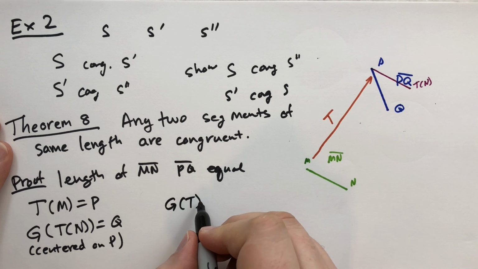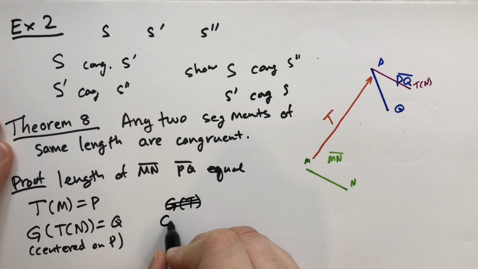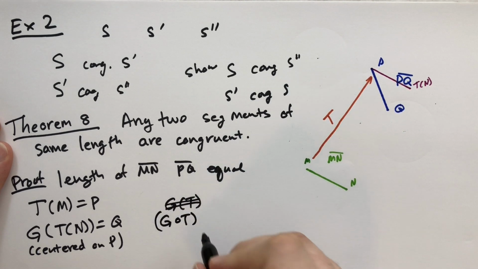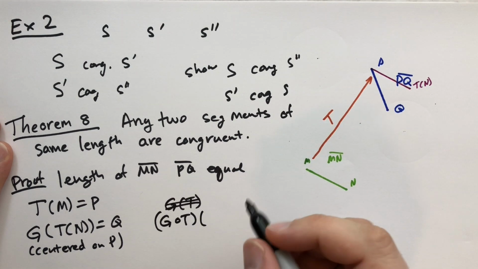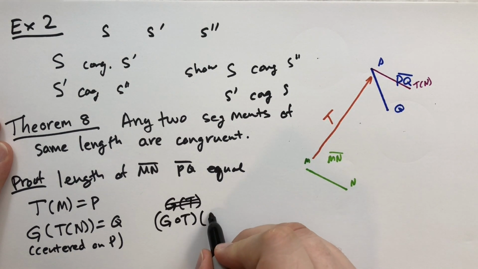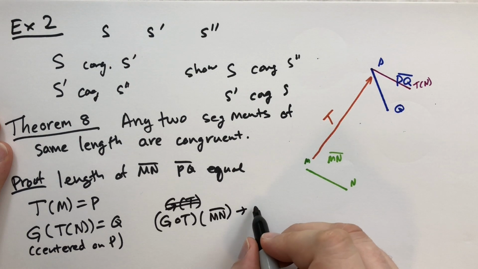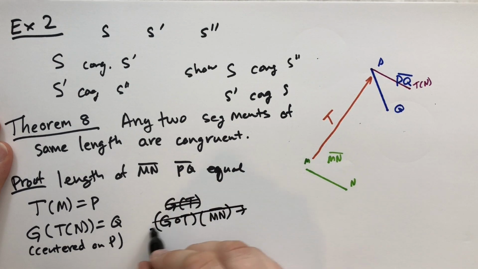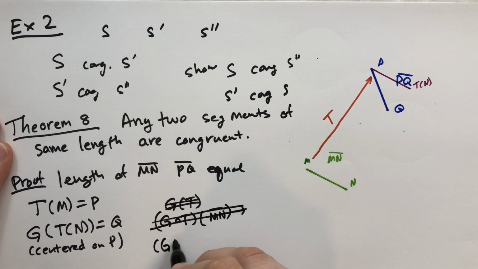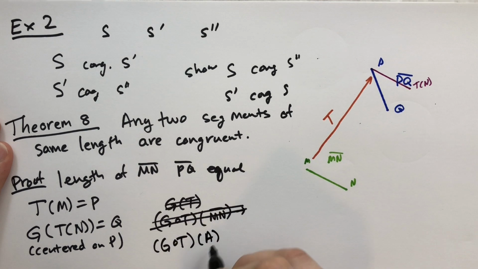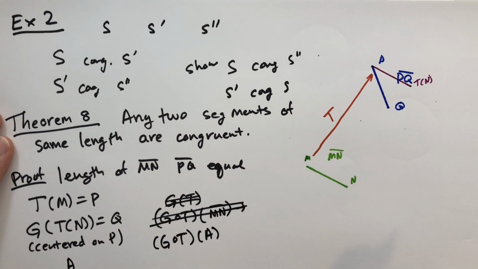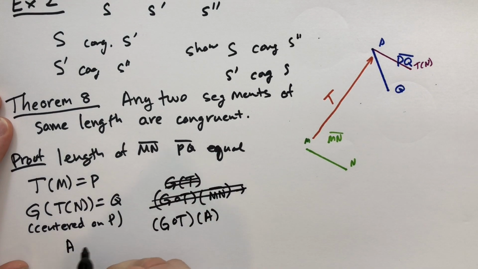Okay. And so in order to prove this, we're going to say the rotation of the translation of, I'm sorry, this is terribly wrong. Let's write that out differently. G composed with T, of all the points of MN, will give you some set of points. So we're going to prove that for every point A, where A is on MN, and B is on PQ.